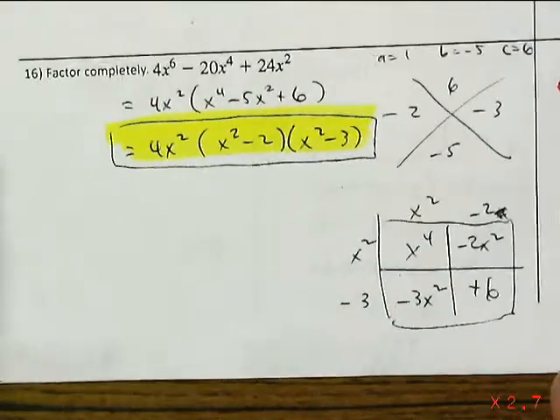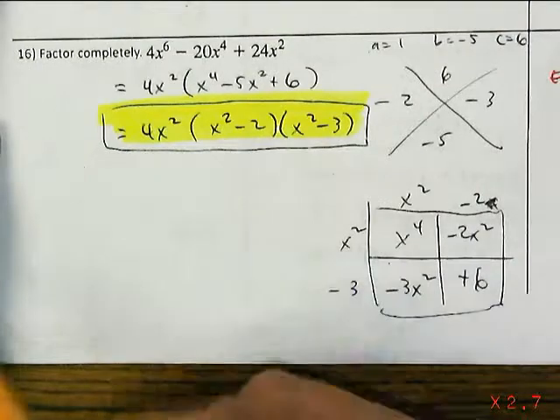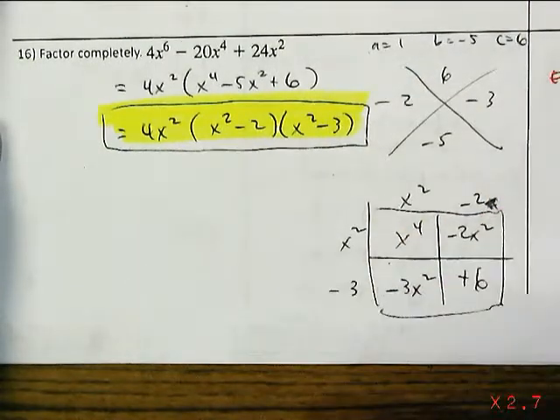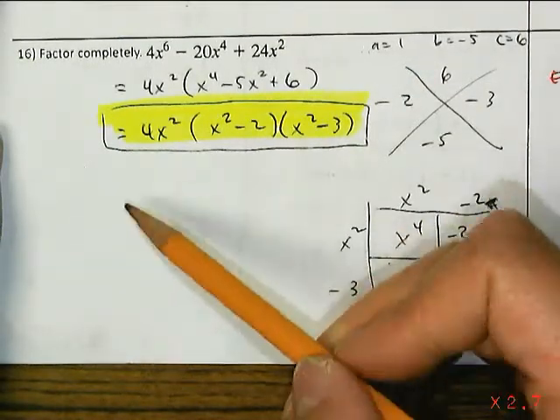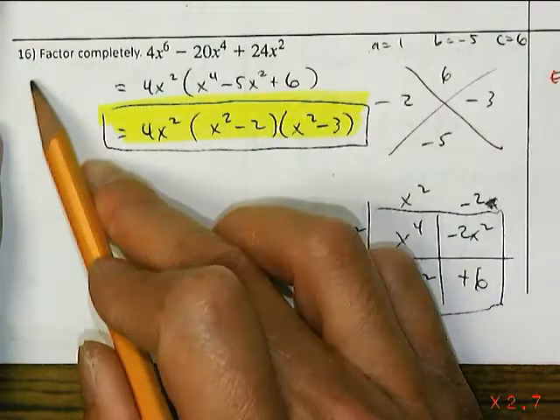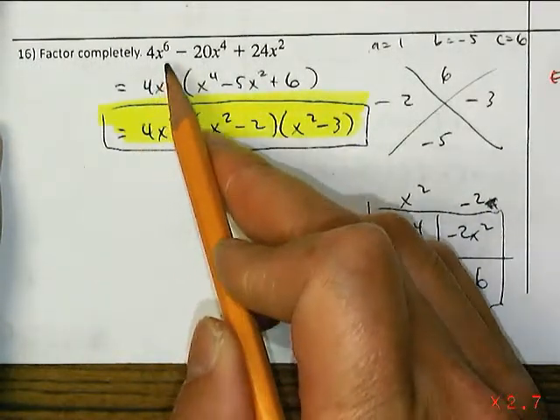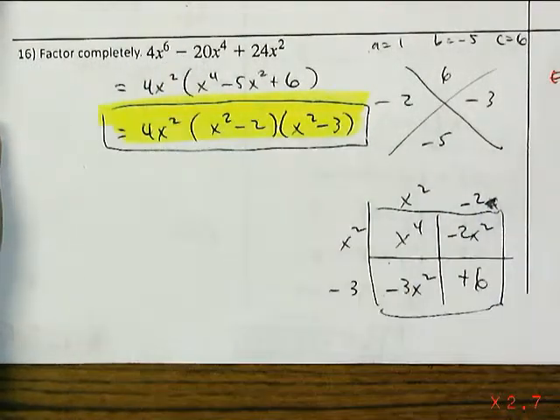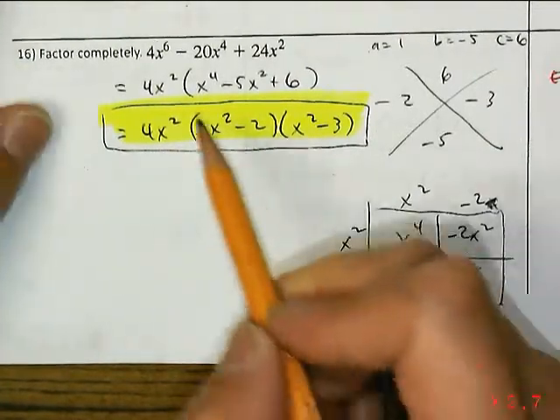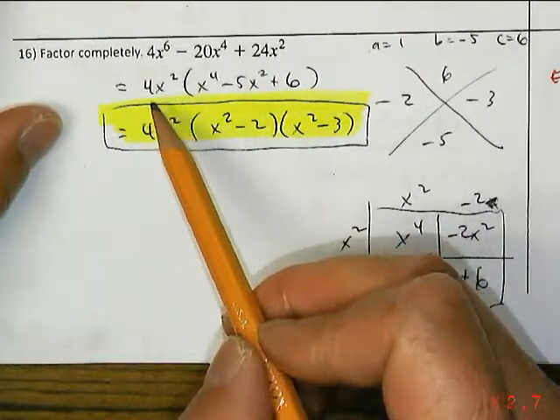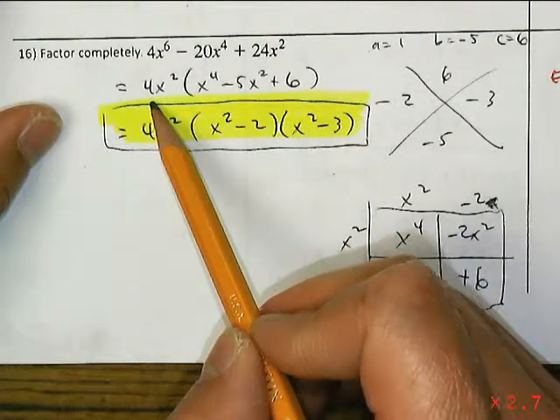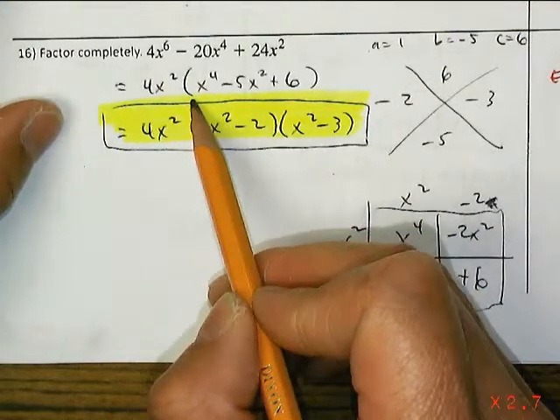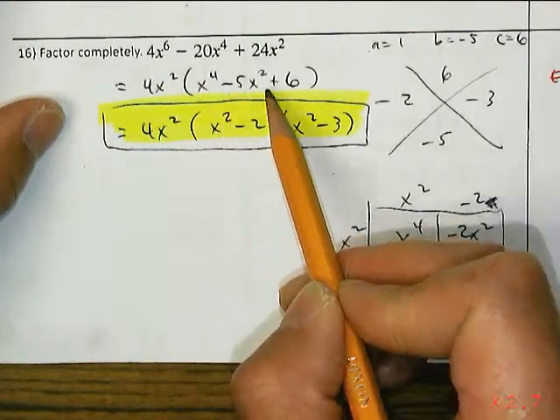Question number 16, I made extra credit. You had to get the whole thing correct in order to get the 2 points extra credit. If you only got part of it right, I still give you a 0. The reason I made it extra credit is because now you're factoring. We haven't done one in class where it has a 6th power, but you're fully capable of doing that. If you pull out a greatest common factor, that's 4x squared. You're left with x to the 4th minus 5x squared plus 6.